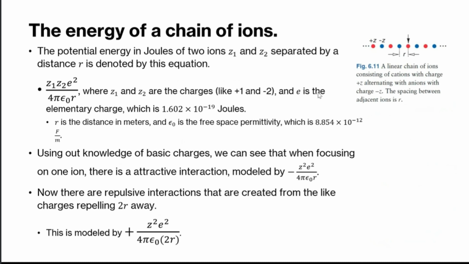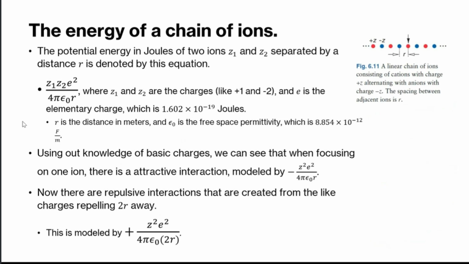So next we're going to go on to the energy of a chain of ions. Now, the potential energy in joules of two ions, Z1 and Z2, that are separated by distance r is denoted by this equation. It's a lot to take in, but basically it says Z1, Z2 times the fundamental elementary charge, which is this amount of joules. Honestly, you don't have to memorize this. All you need to know is that equation.